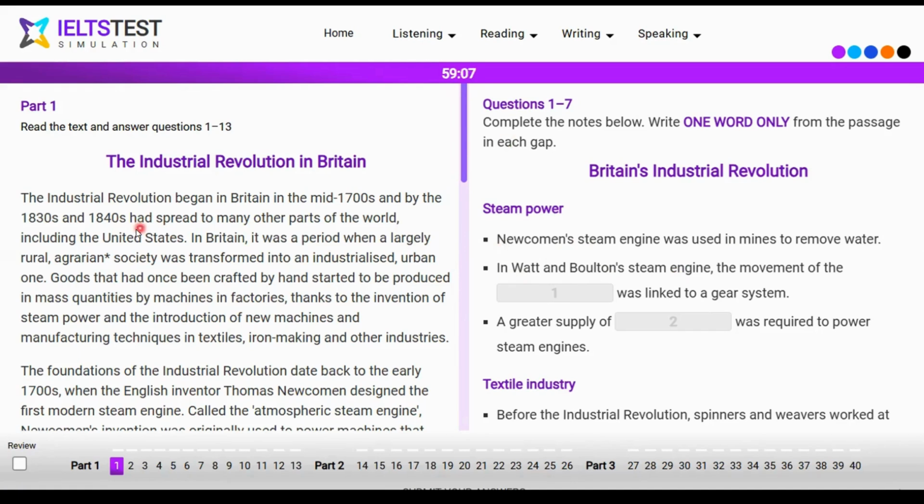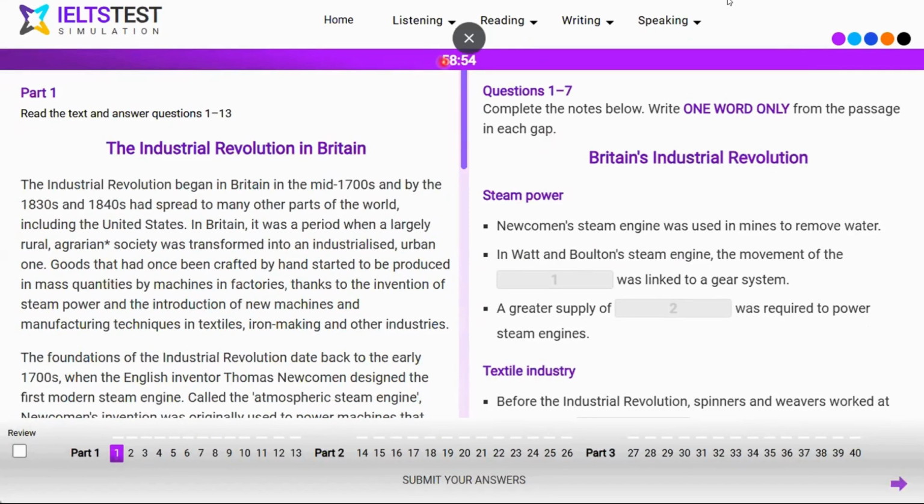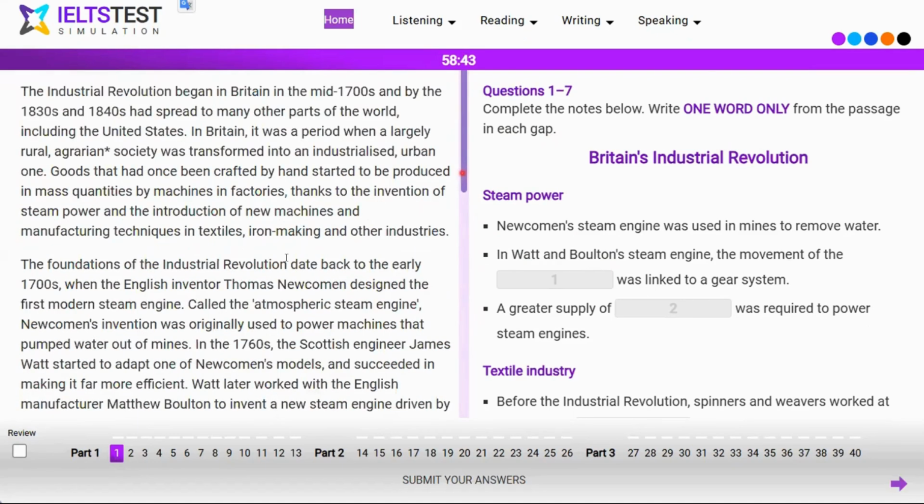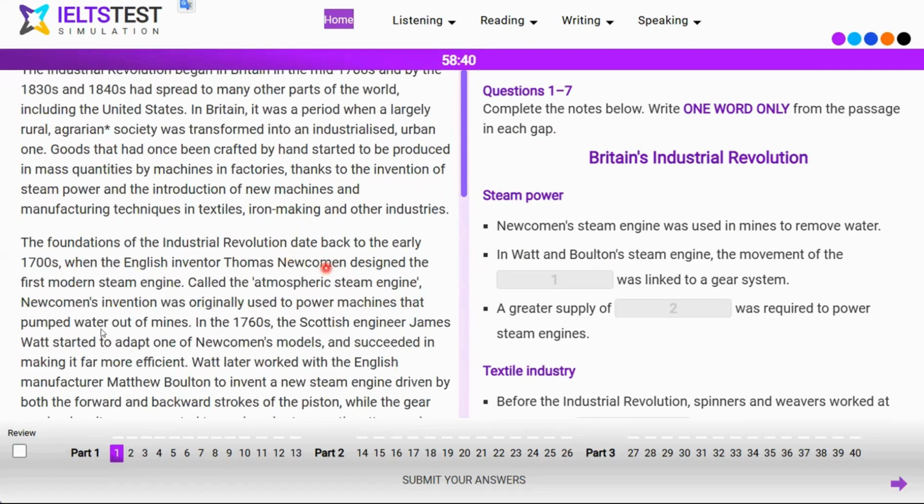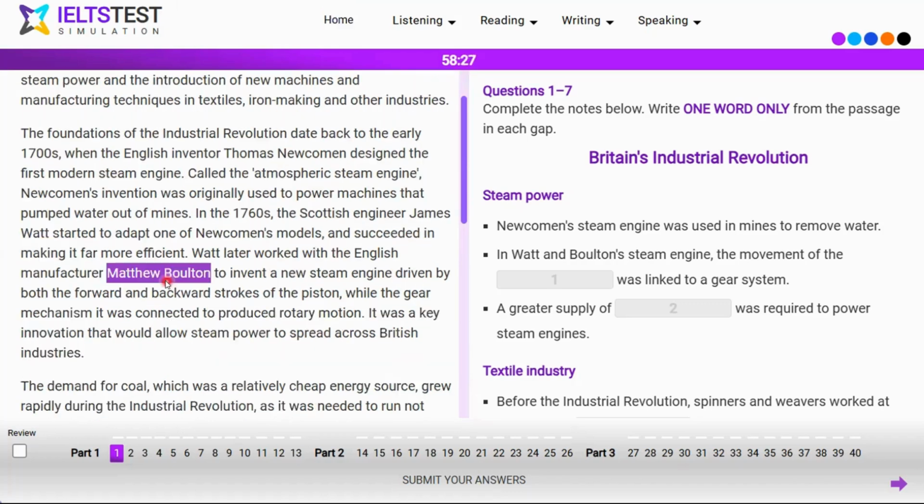So I'm going to go to the passage. I'm trying to do something to my screen here. Okay, let me just go on. So I can see Newcomen here, Thomas Newcomen. I've not yet seen Watt and Boulton, so let me continue. Okay, I can see Boulton here. English manufacturer Boulton. So let me take it from there.